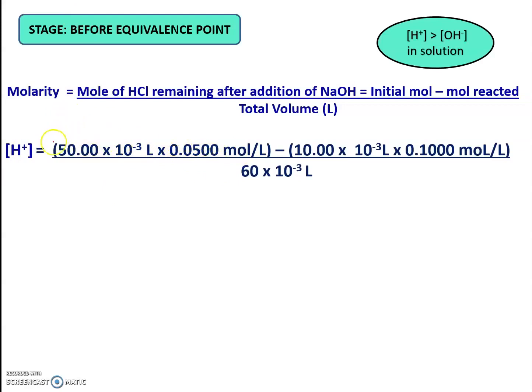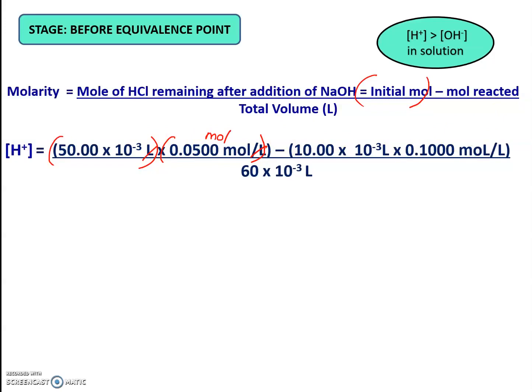So find the initial mole. Given the volume 50 ml, you change it into liters: 50 times 10 to the power of negative 3 liter, times the molarity 0.05 mole per liter. You cancel the unit liter, and you will get the initial mole. Then minus the mole reacted. So remember the addition of base.